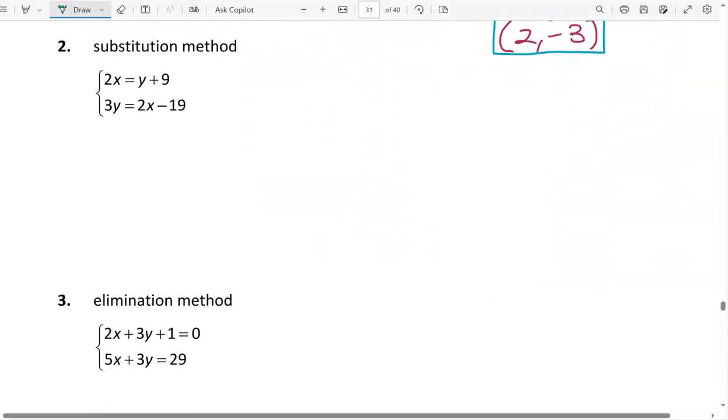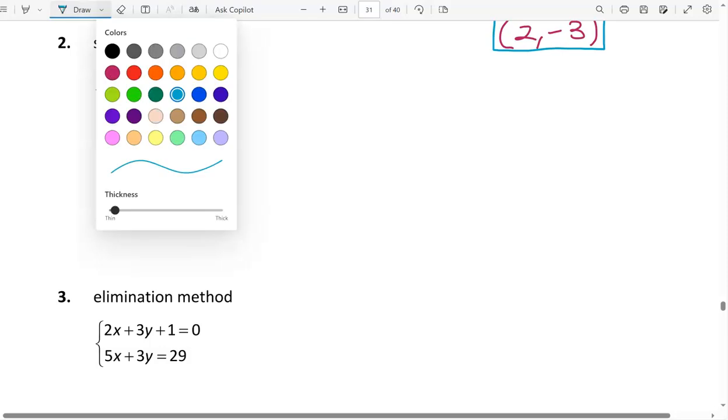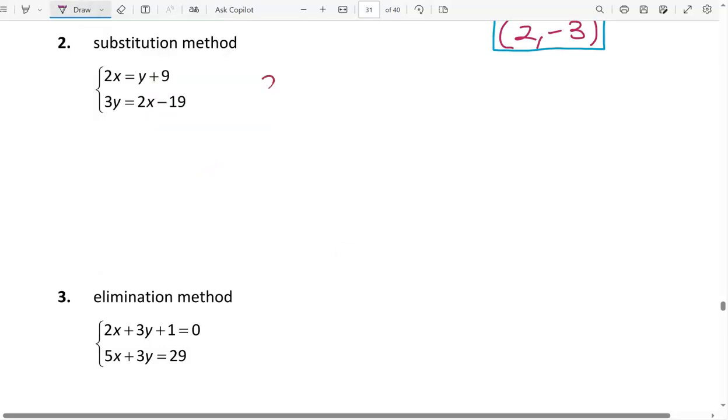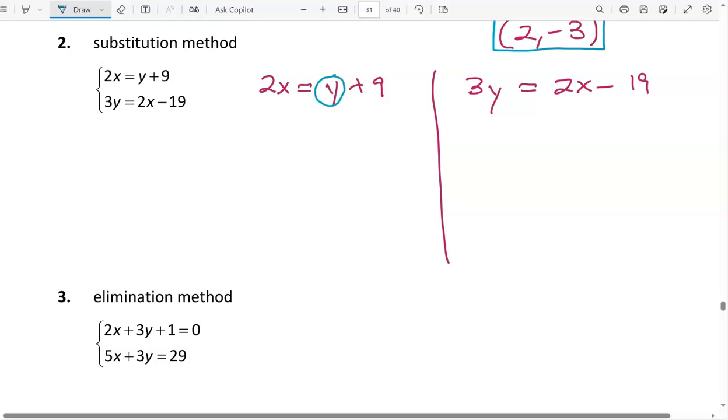The next system, we're requested to solve this one by the substitution method. I like to use the two-column approach for the substitution method. 2x is equal to y plus 9 is one of the equations. And then my second equation is 3 times y is equal to 2 times x minus 19. And we need to investigate which one of these equations would be easy to solve and for what variable. And since we have a 1 times y in that first equation, the first equation would be the easiest to solve for y. So I'm going to subtract 9 from both sides, and 2x minus 9 is equal to y.